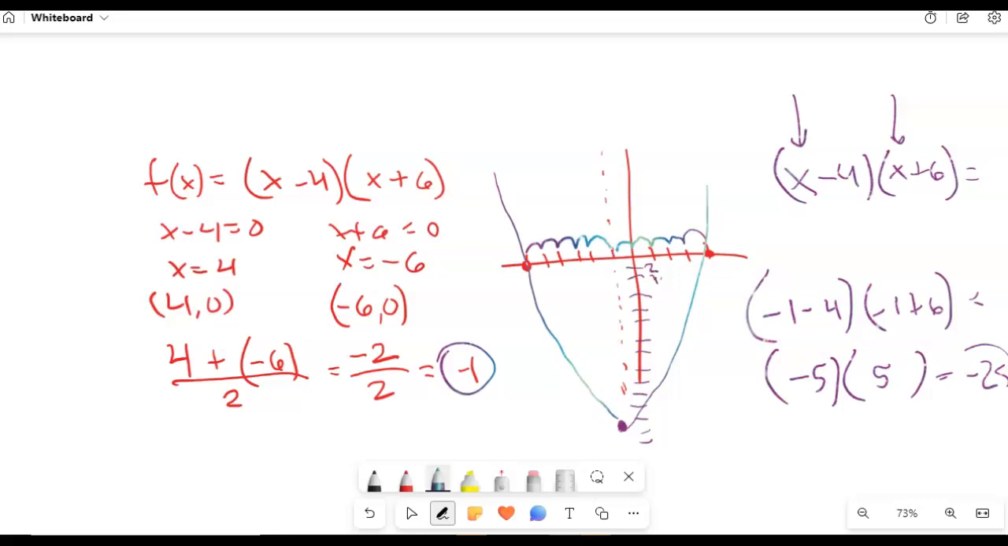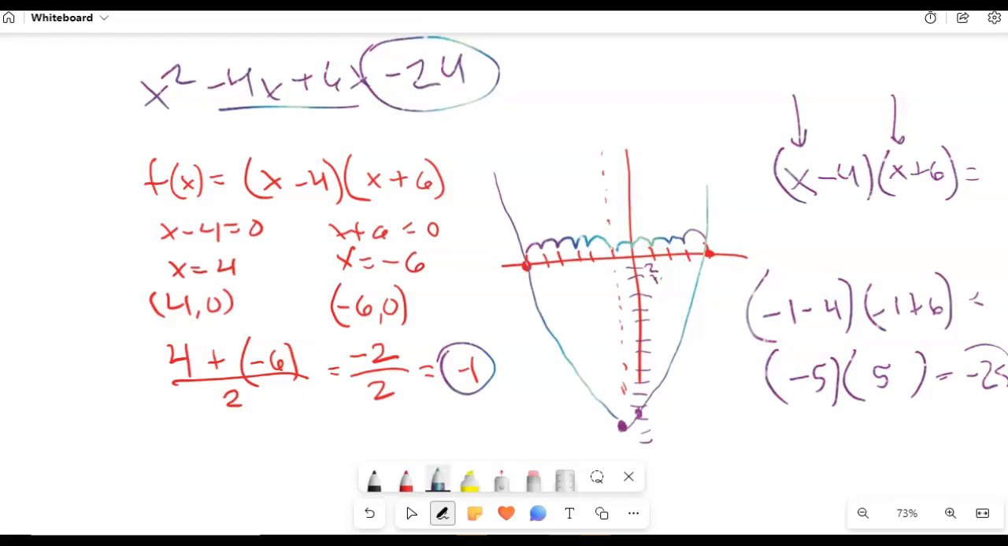The other point that I can use to make this graph even better is the y-intercept. If we FOIL this, or multiply and distribute, we'll get x squared minus 4x plus 6x minus 24. We can combine these two terms, but to find our y-intercept, we really just need to look at this constant. That would be right at the 24, and that makes sense. That looks like it fits perfectly.